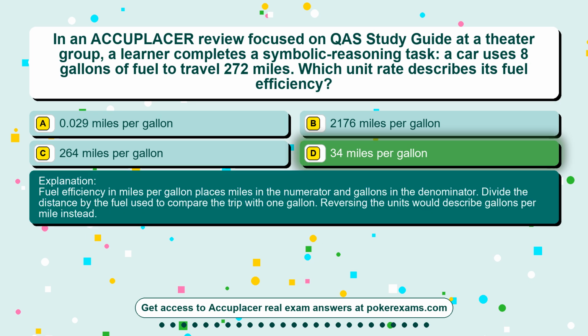Fuel efficiency in miles per gallon places miles in the numerator and gallons in the denominator. Divide the distance by the fuel used to compare the trip with 1 gallon. Reversing the units would describe gallons per mile instead.